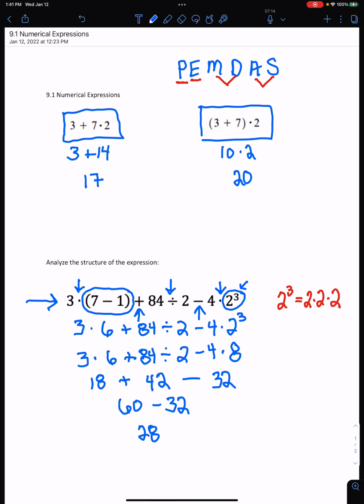So it's always a good idea to take a look at your order of operations and make sure that you're doing things in an orderly fashion when you're solving numerical expressions.